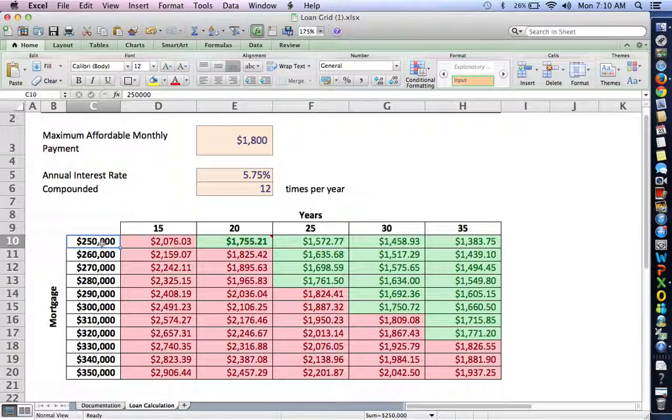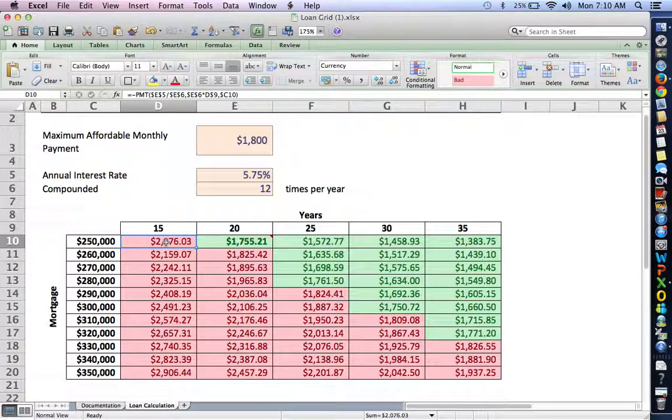The next thing that I did was to enter the mortgage values. So I typed in the first two values, and then I clicked both cells to autofill down to get the rest of the values. I then did the same for the number of years, or the terms of the loan. I entered the first two, clicked here to get that black cross, and then autofilled across.